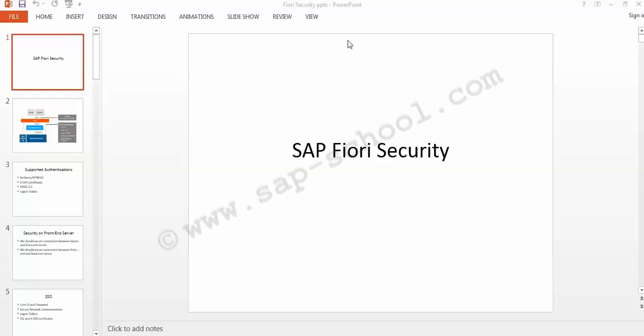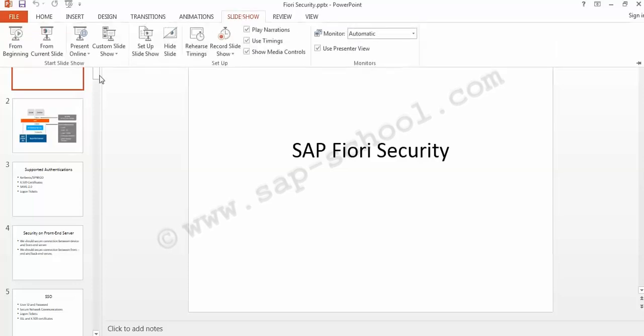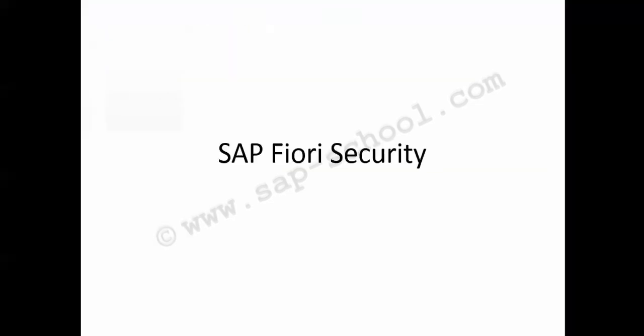Hi, in this session we will discuss SAP Fiori Security. First of all, we will look into what security is and why it is required. So let's start. We will look at the concepts related to securing the various touch points of Fiori.